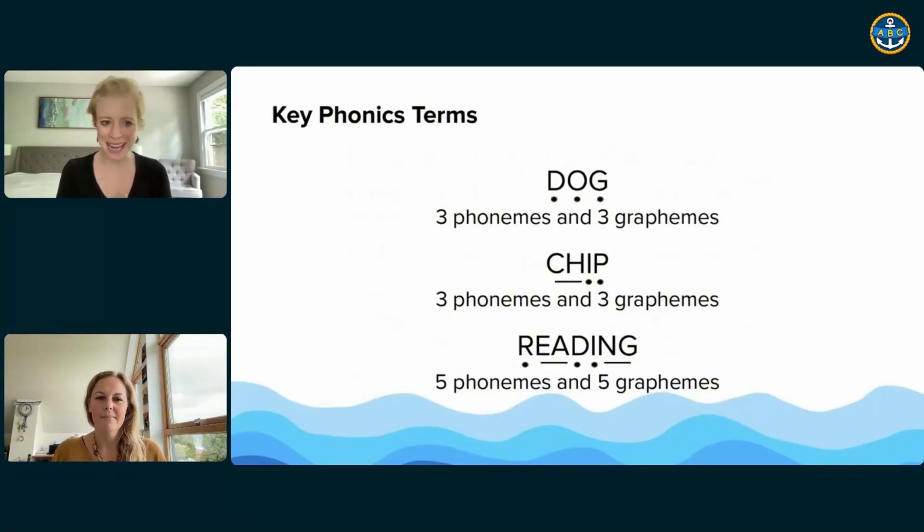Finally, the word reading has 5 GPCs for r, ea, d, i, ng, but 7 letters overall because the EA and NG graphemes each represent a single sound. The number of graphemes in a word is always the same as the number of phonemes. This is a helpful clue, but the number of letters might be different.